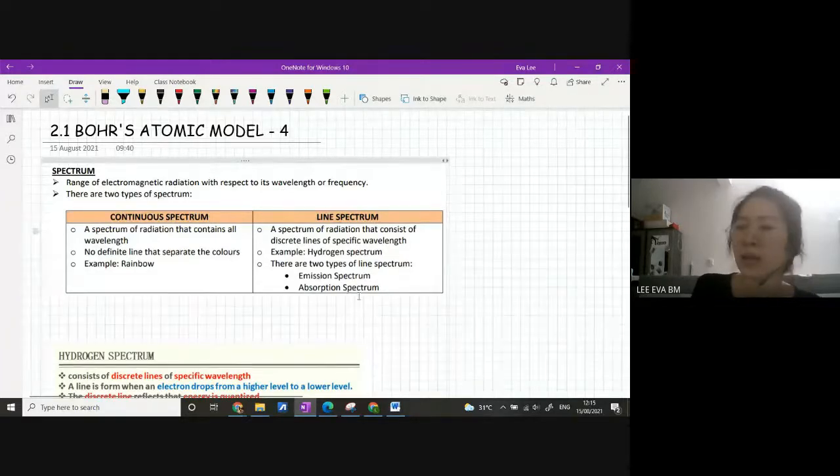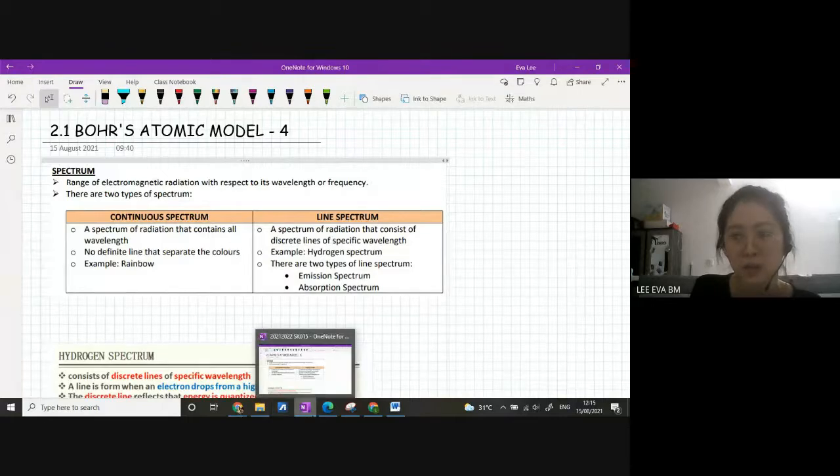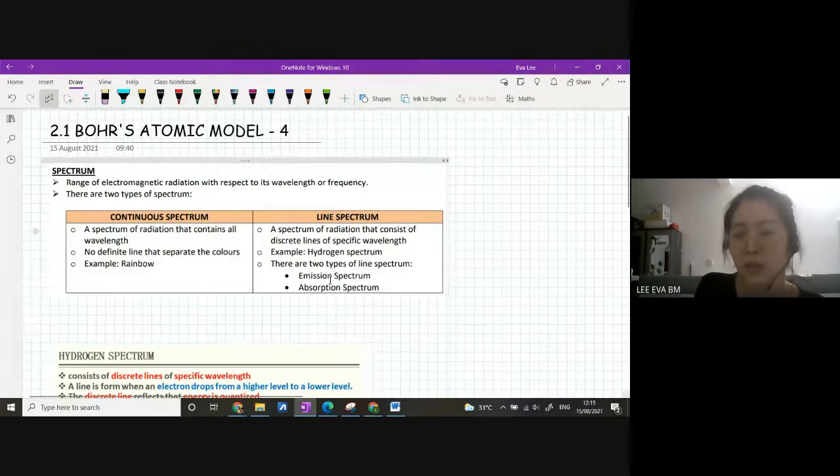So sama juga apa yang kita discuss tadi. Absorption spectrum, that means electrons moving from lower energy level to higher energy level. If you say emission spectrum, that means electrons moving from higher to lower energy level. So dua-dua perkataan ni awak pun kena alert, emission dengan absorption.